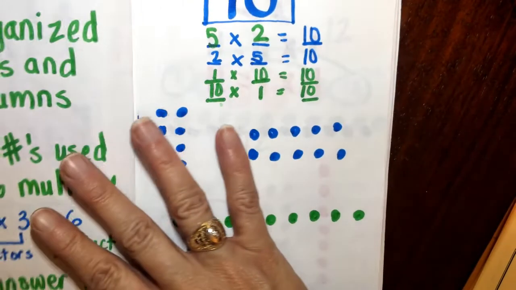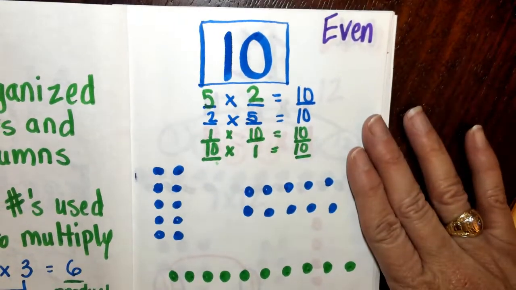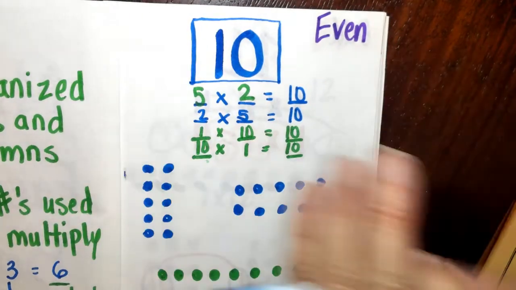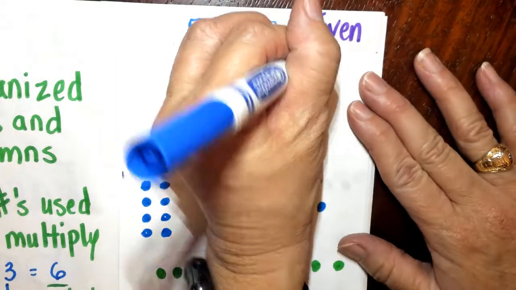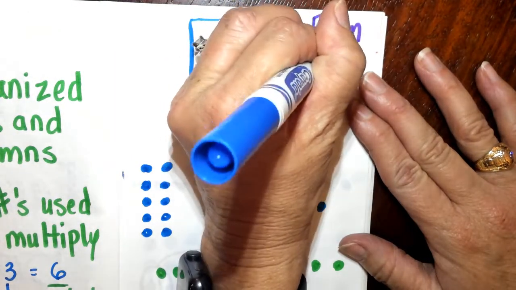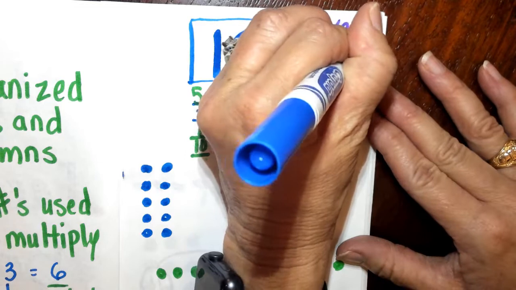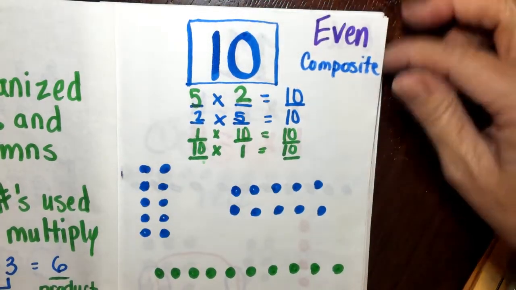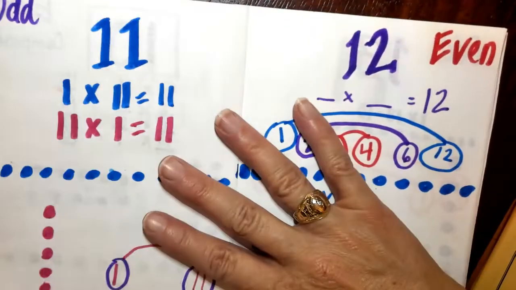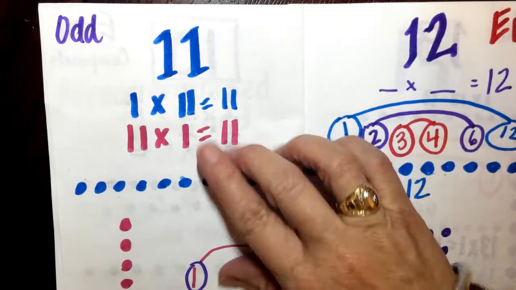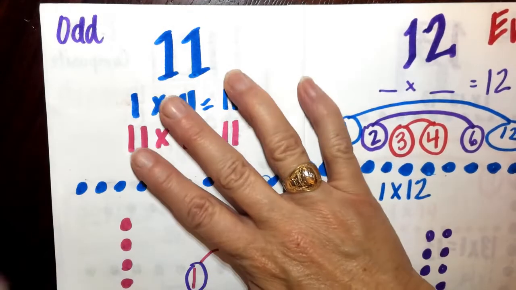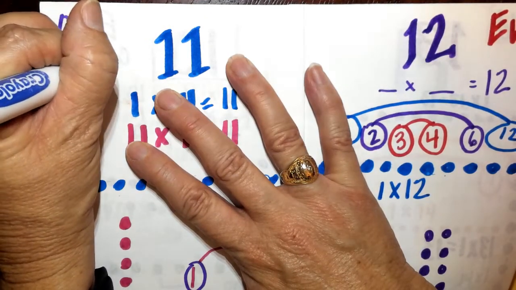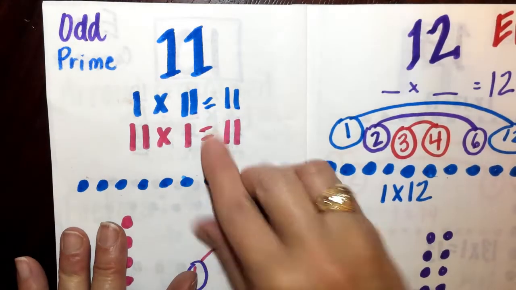So inside your book, we started with the number 10, and when we started with the number 10, we said it was even, but now we can go back and label this composite. I'm going to write the word composite right underneath the word 10, or even. I'm going to turn the page. We know that the number 11 has two factors, one and itself, so that's going to fall into our category of prime.